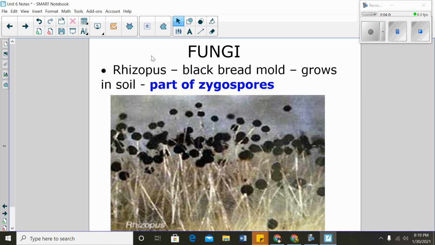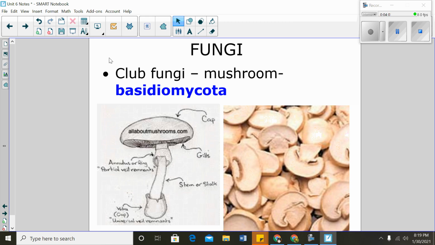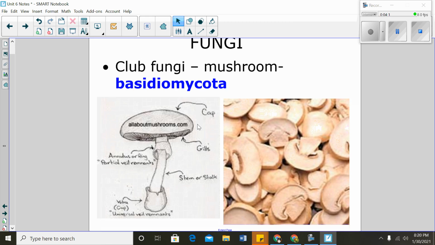So you have rhizopus, which is part of the zygospores. This is your black bread mold, and it also grows in the soil. Club fungi are your mushrooms. This is the Basidiomycota.